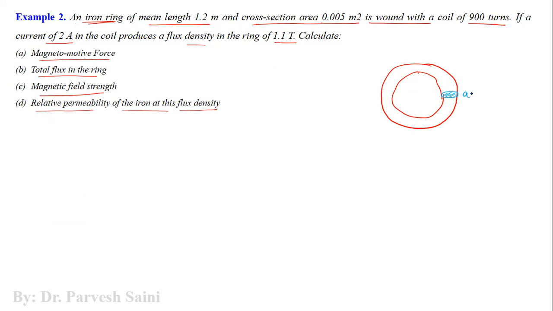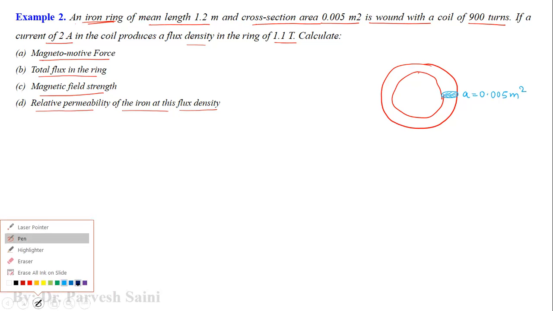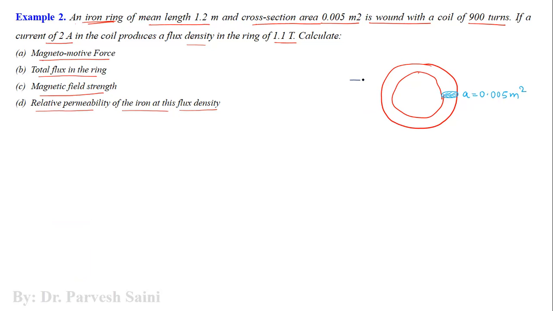So the A is 0.005 meter square, and this ring also has some turns. So let us say turns are like this, and there is some current I flowing here, which is equal to 2 ampere, and the number of turns of this is 900, and the mean length is 1.2 meters.